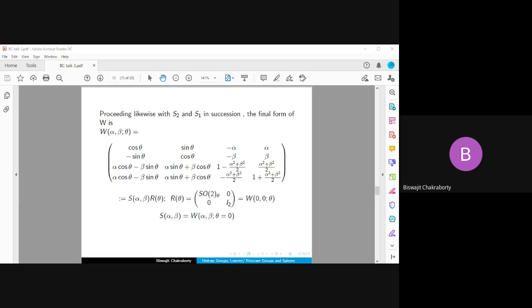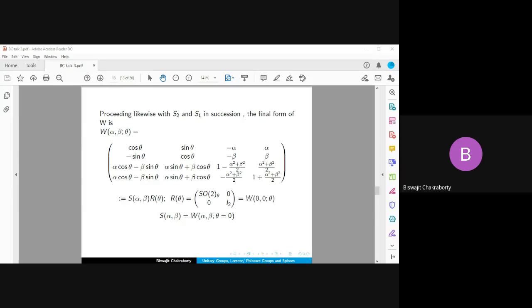So what is interesting is that this W factorizes into two matrices. One is S alpha beta, another is R theta. R theta is the W itself, where you set alpha and beta to be 0. And S alpha beta, on the other hand, is W itself, where you set theta equal to 0. And they split or factor into this form. And this is a very nice thing. Both of them form abelian subgroups of this Wigner's little group.